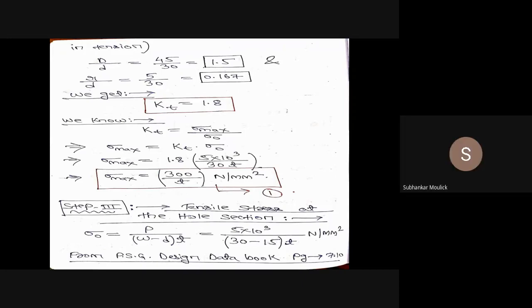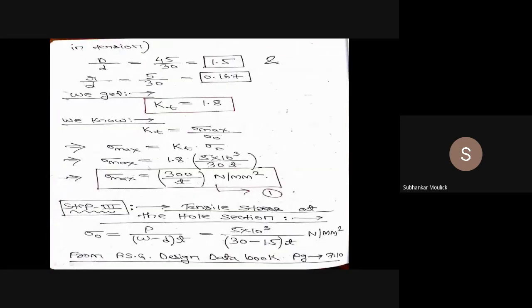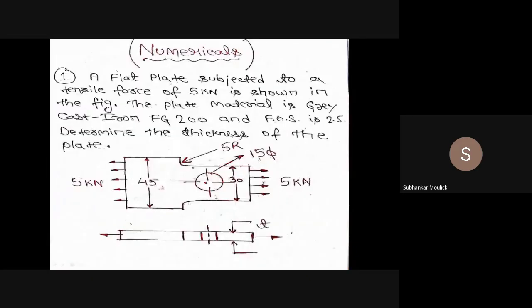At the whole. Yes, because this value 300 by T is smaller and this value 720 by T is higher. Whatever be the value of T, this value will be a little higher. From equation number 2, the maximum stress generated will be higher compared to equation number 1. That means the critical point for this problem is the whole cross section. From this point, the material can break very quickly. So I have to design the entire problem keeping this whole cross section in mind.